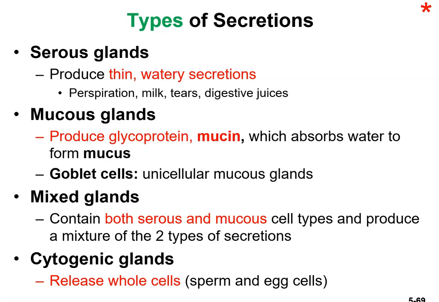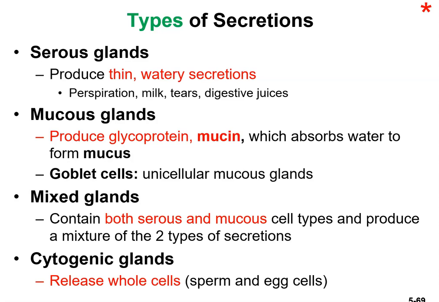Another criterion to differentiate types of glands is by the type of secretion the gland produces. Some glands just produce a water-based secretion, like the sweat gland. Some glands produce a mucus-based secretion, such as goblet cells. And some are mixed glands, like the pancreas. It can secrete both serous and mucous cell types and produce a mixture of two types of secretions.